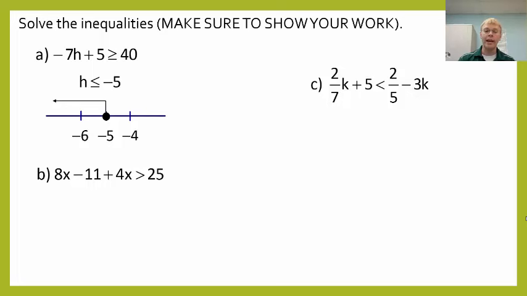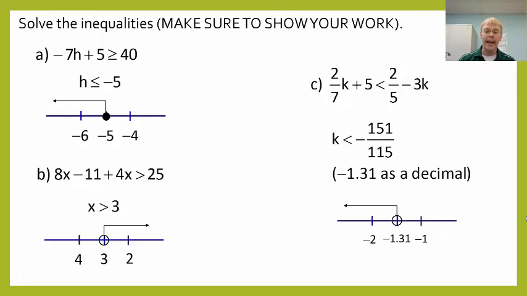Hopefully, you got h is less than or equal to -5 and graphed it. You got x is greater than 3 and graphed it properly. And you got k is less than -1.31. And now notice, I'm okay with you using a decimal when we're graphing it on the number line. But the number to the right and the left still have to be the correct integers that the decimal would fall in between there. We can't put decimals to the right and the left on our tick marks there.